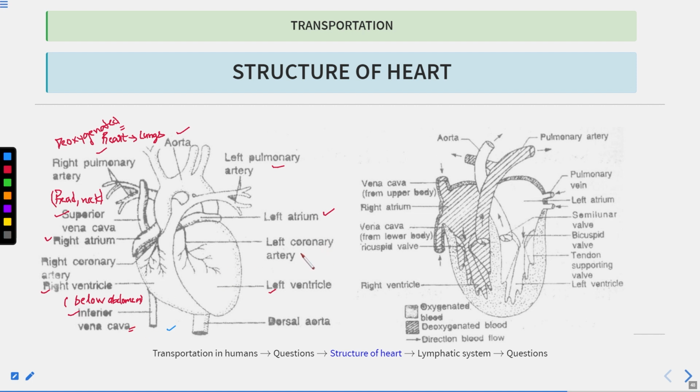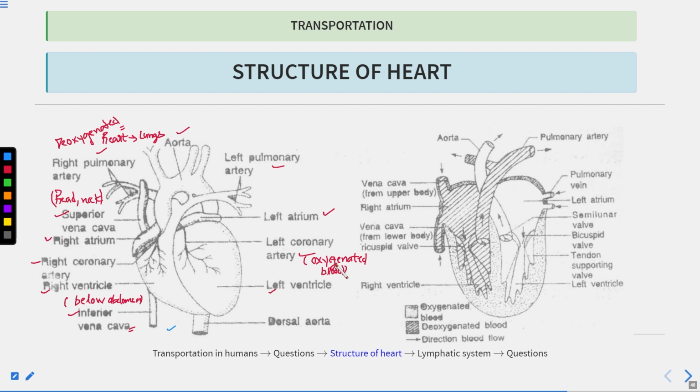Then here you can see the coronary artery. This is the left coronary artery. This is the right coronary artery. The coronary artery carries the oxygenated blood. So you have to remember which blood vessel carries the oxygenated blood and which carries the deoxygenated blood.